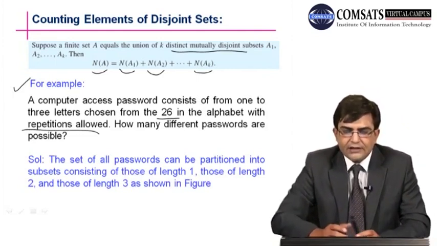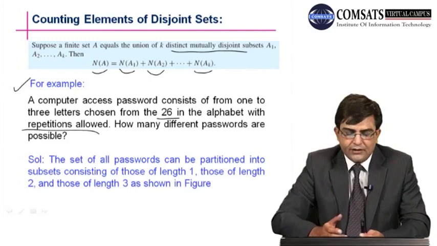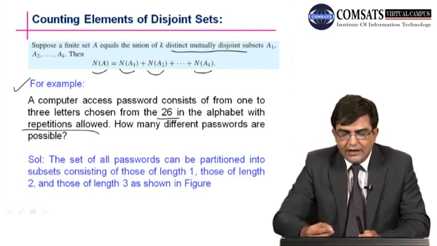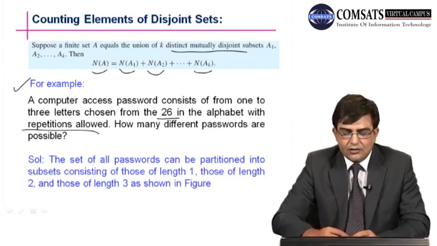Repetitions allowed means two letters of a password can be the same. Means you can fix your password as AAB. This is allowed. You can fix your password simply as AB. That is, the password contains either 1 or 2 or 3 letters, and all the letters of the password have been chosen from the 26 alphabets with repetitions allowed.